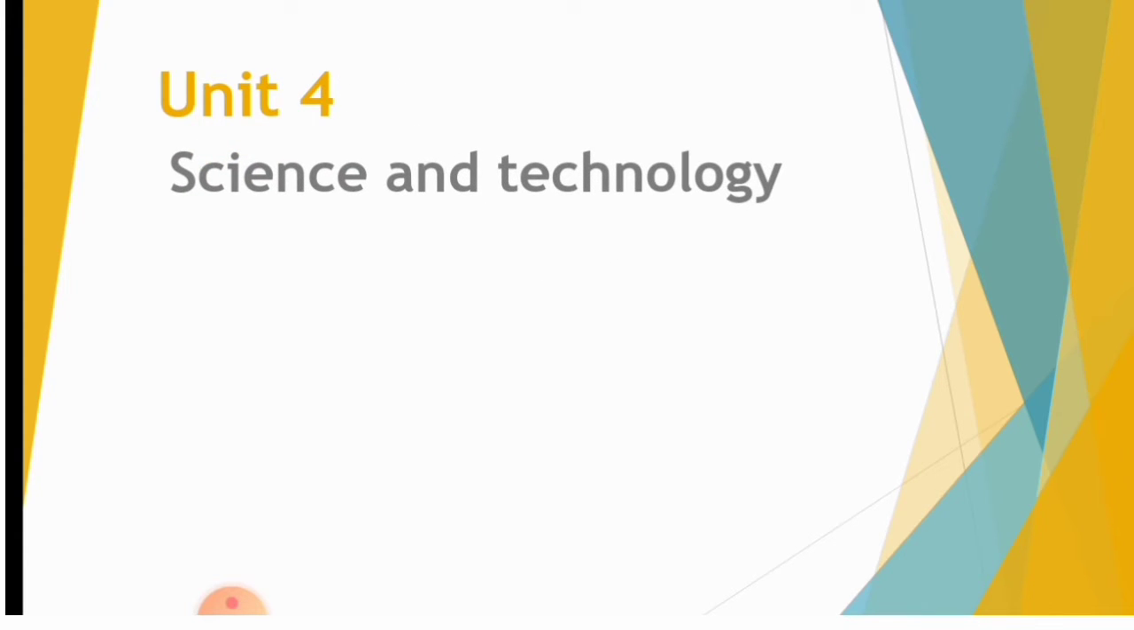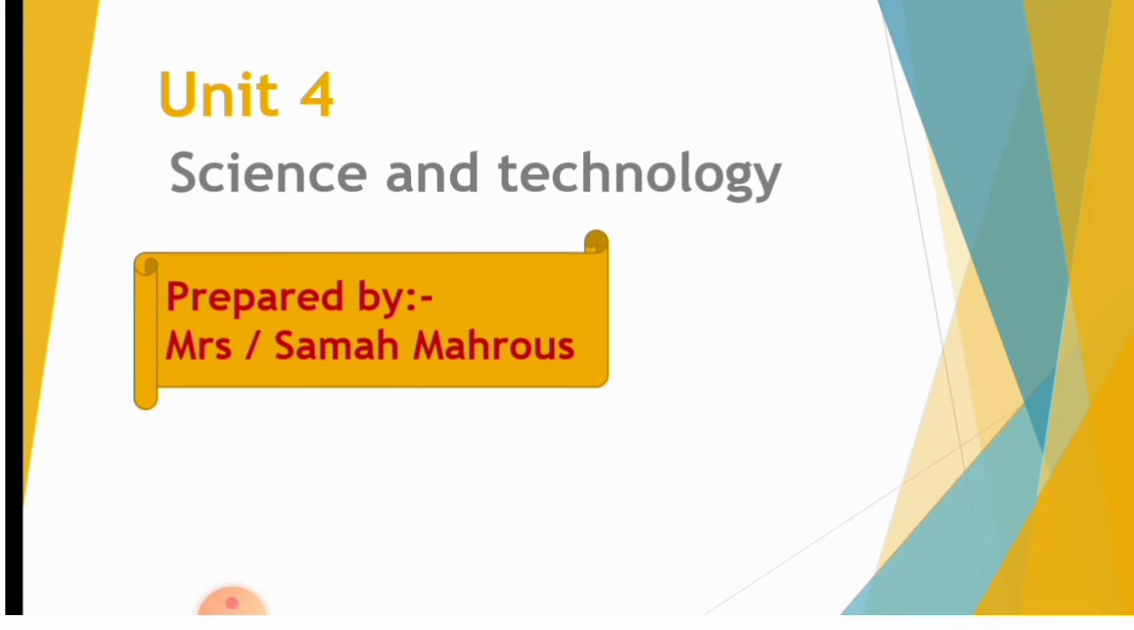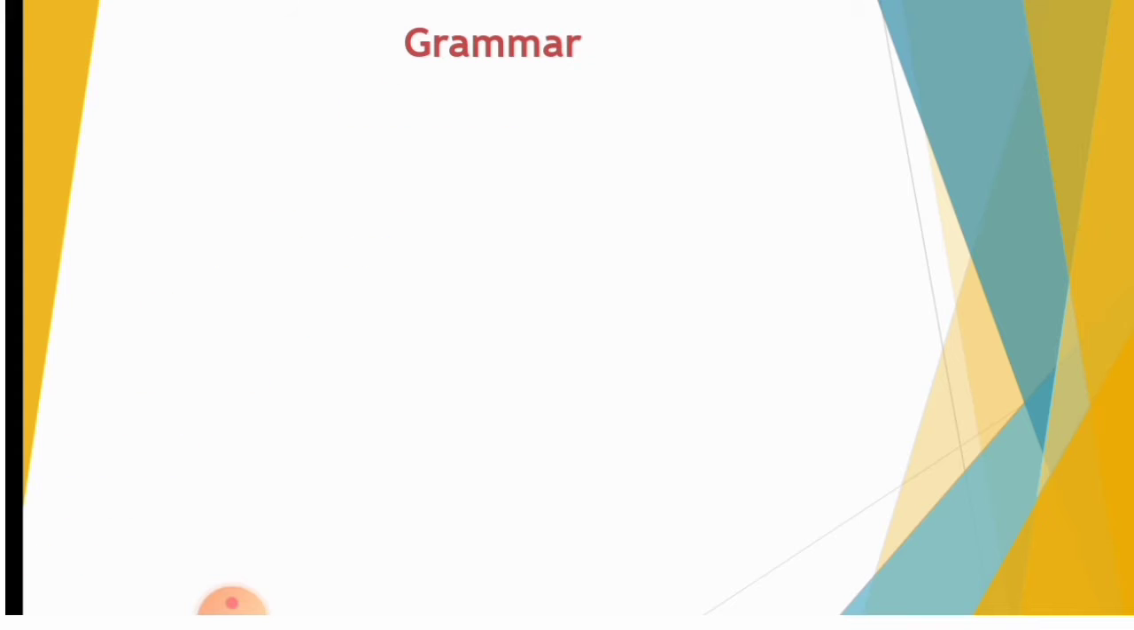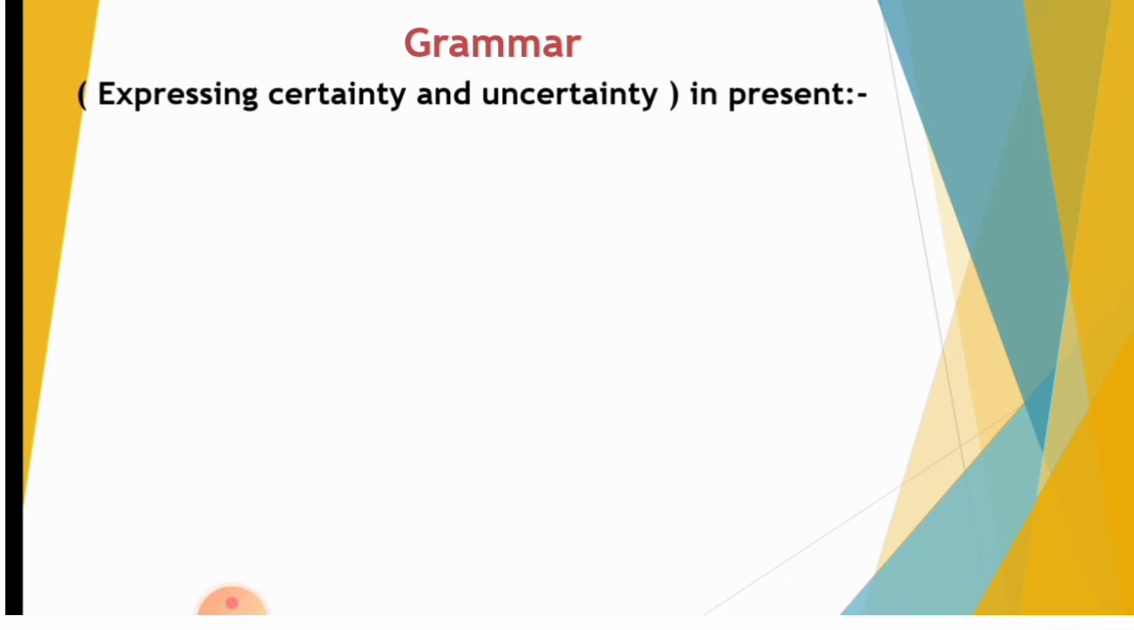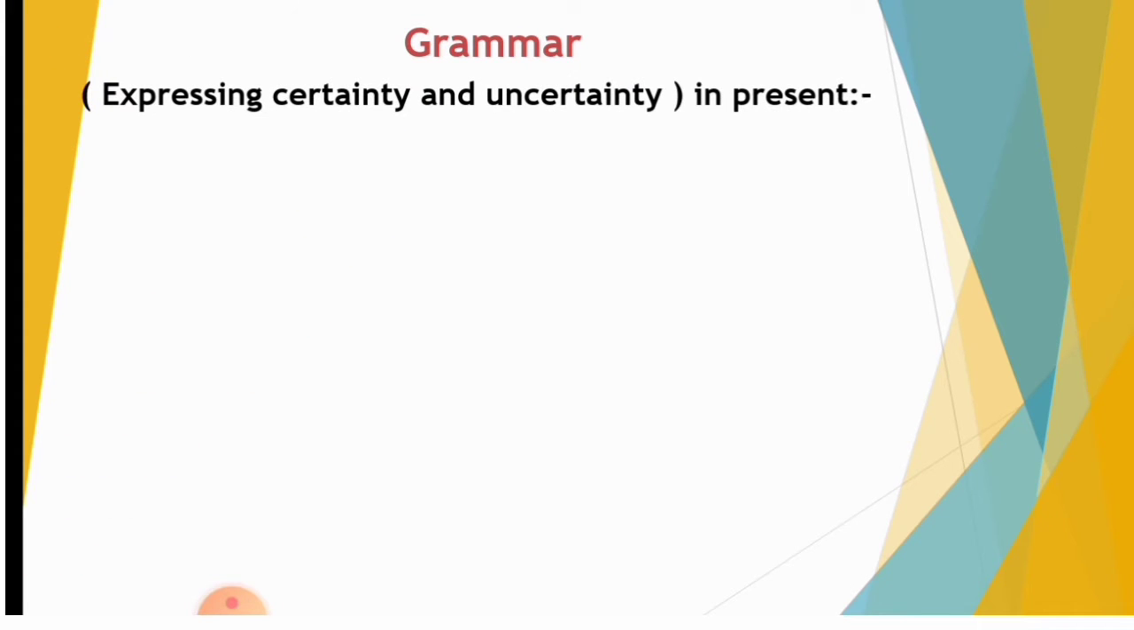Dear students, today we are going to discuss Unit 4, Prep 3. It's one of the most important topics in your course. It's about science and technology. The grammar for today is about how to express certainty and uncertainty in the present.